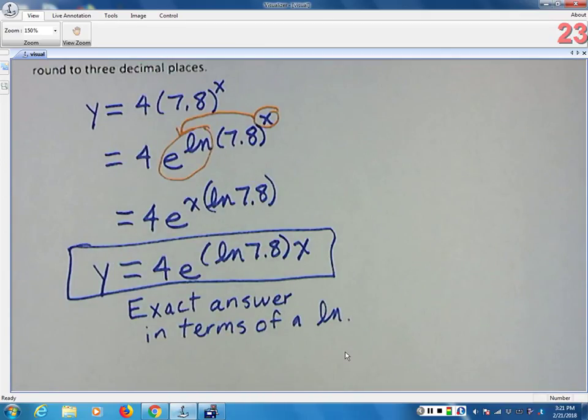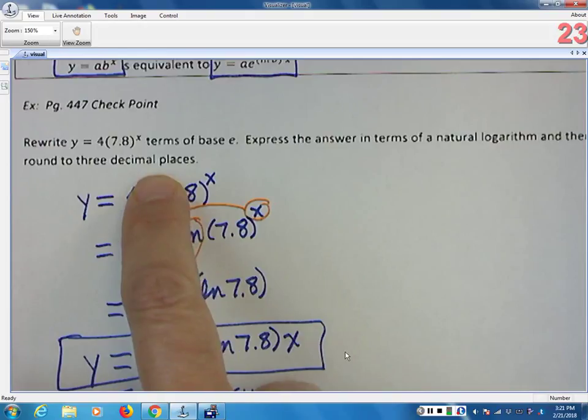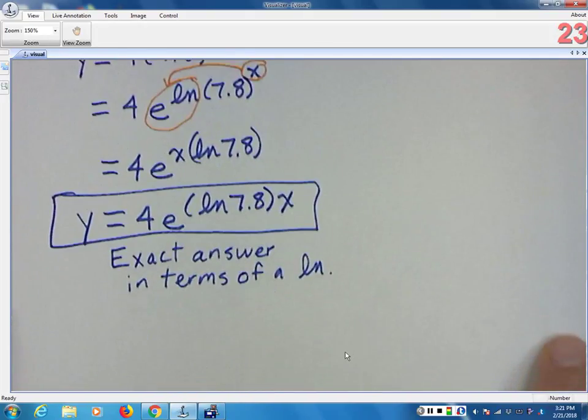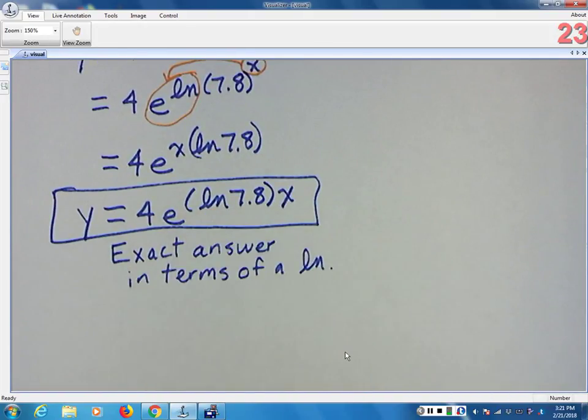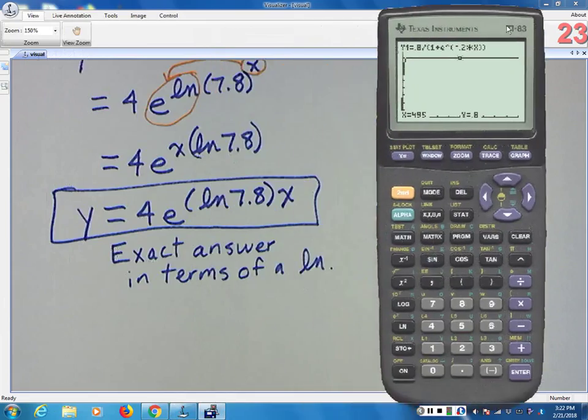So now the directions, I tried to fix them, but these directions say, and then round to 3 decimal places. No, you're rounding the natural log to 3 decimal places. And I think I specifically put that in your test. So you go into your calculator, second quit, and do natural log of 7.8. And write it to 3 decimal places.